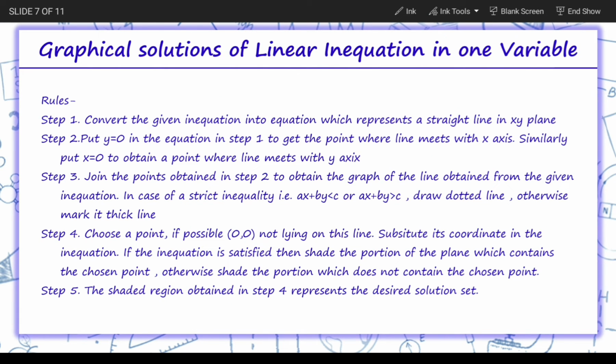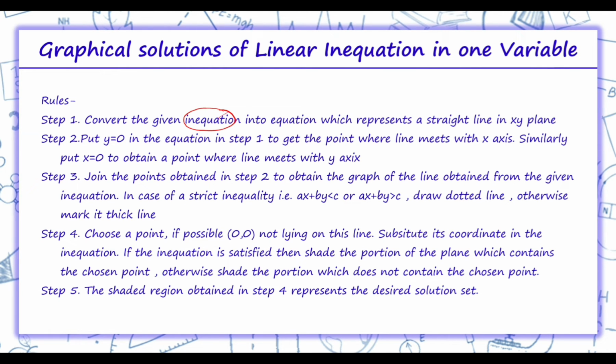Coming on to the next part, that is the graphical solutions of linear inequations. When we have to find graphical solutions, the first step is to convert the inequation into an equation. That means we are provided with ax plus by less than or equal to c, so we'll convert it into equation form, which is ax plus by equals c. Then we'll put y equals 0 in the equation to get the point on the x-axis. Similarly, we'll put x as 0 to get the point on the y-axis.